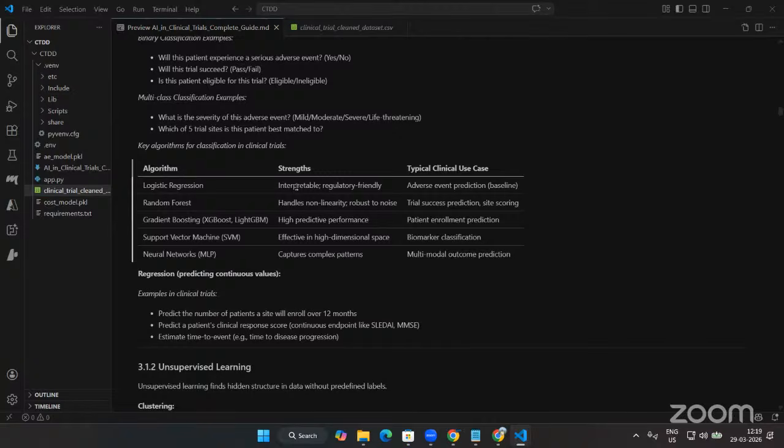Then we have gradient boosting. The algorithm name is XGBoost or LightGBM. It has high predictive performance, and patient enrollment prediction can be done. That's a use case.